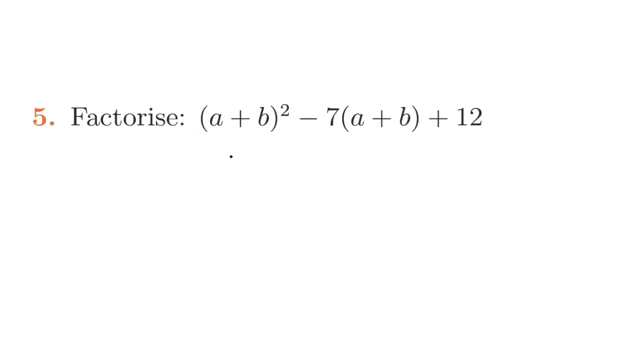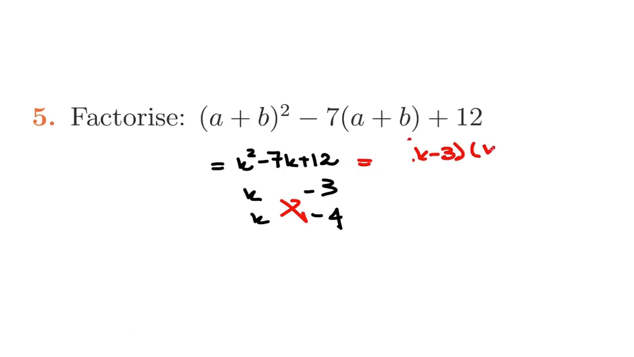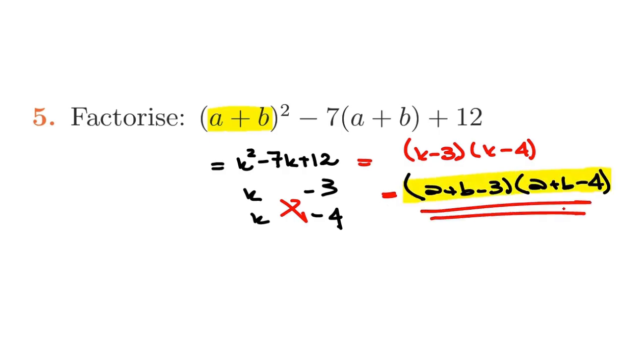Our fifth question. Let's call a plus b as k. Then k squared minus 7k plus 12. Let's factor this. It comes from 3 times 4, right? I put minus 3k, minus 4k. That makes minus 7k. So it's k minus 3 times k minus 4. When we said k, it was a plus b. So it's a plus b minus 3 and also a plus b minus 4. That's the answer. It was 5.